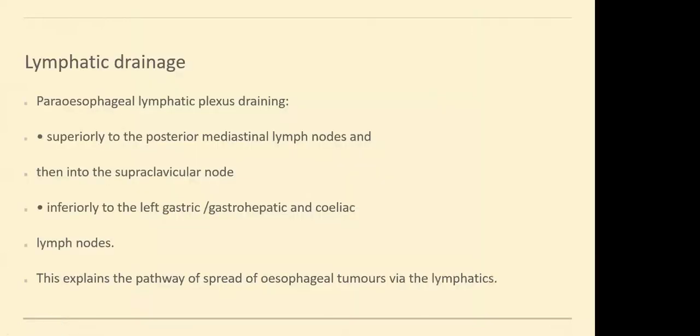The lymphatic drainage of the esophagus. Paraesophageal lymphatic plexus drains the esophagus superiorly into the posterior mediastinal lymph nodes, and then into the supraclavicular node. Inferiorly to the left gastric, gastrohepatic, and celiac lymph nodes. This lymphatic drainage explains the pathway of spread of esophageal tumors via lymphatics.